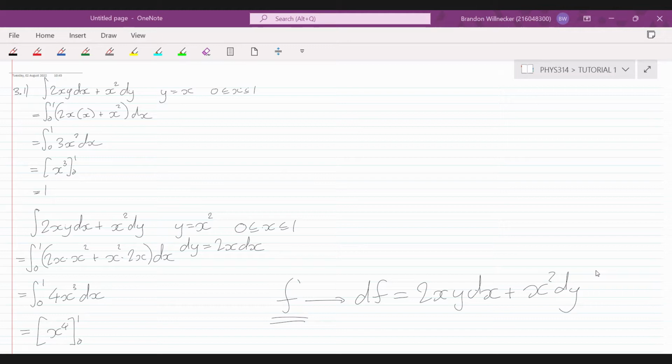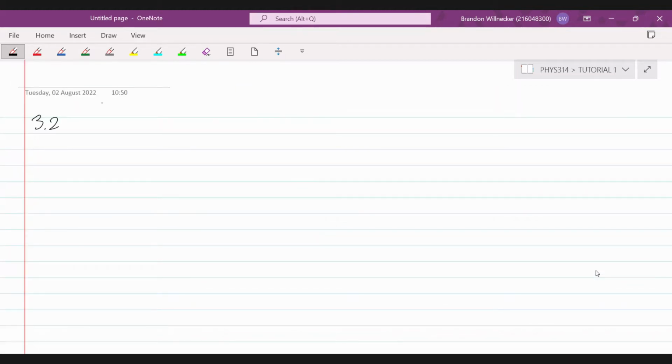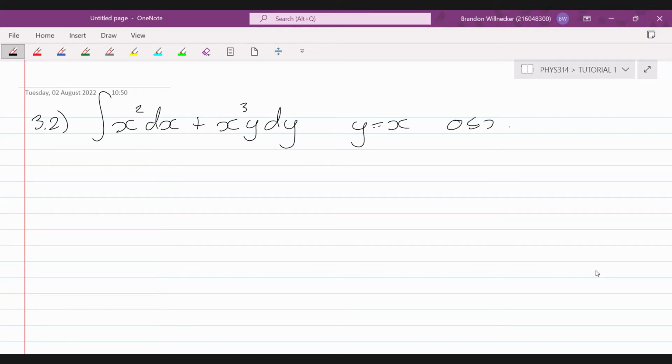Okay, let's look at 3.2, which is an inexact differential, and we should see that it is path dependent. In that case, you would put that line through the d there. Okay, so 3.2. We have the integral of x squared dx plus x cubed y dy. Okay, and we want to take those two paths.